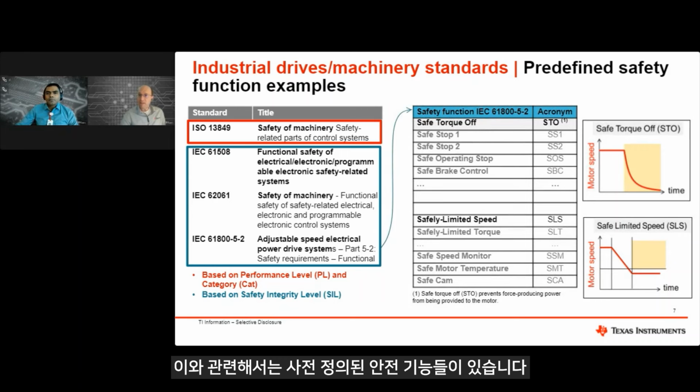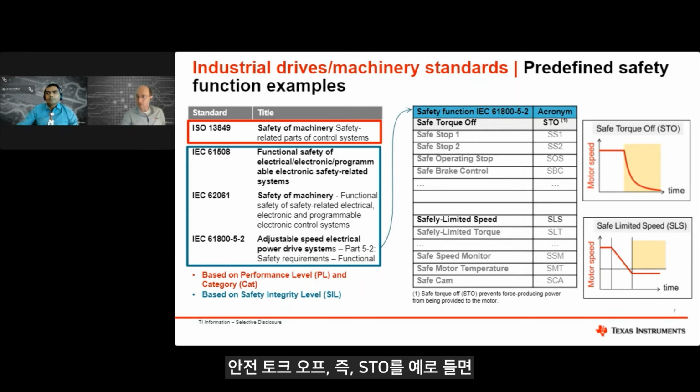There are predefined safety functions, and a few examples are listed on the table on the right. Safe torque off, STO, for example, prevents force-producing power from being provided to the motor. STO is an uncontrolled stop in accordance with stop category 0 of the industrial machinery standard. Another safety function, for example, is the safely limited speed, SLS. This function reduces the speed of the drive to a tolerable value to prevent from a hazard.